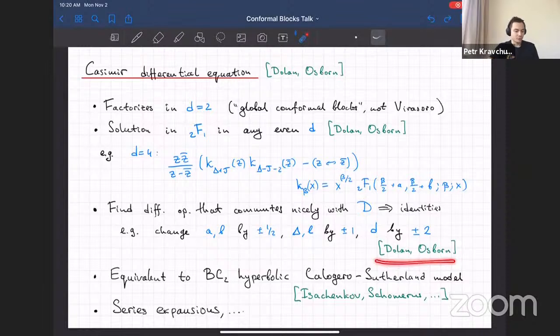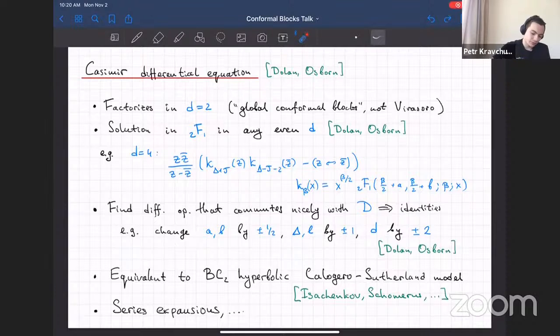So you can look at Dole-Nosbury's papers for this. That's been used some time ago to actually compute the conformal blocks. For example, people would compute the conformal block with spin equals 0, and then use these relations to compute conformal blocks with other spins.